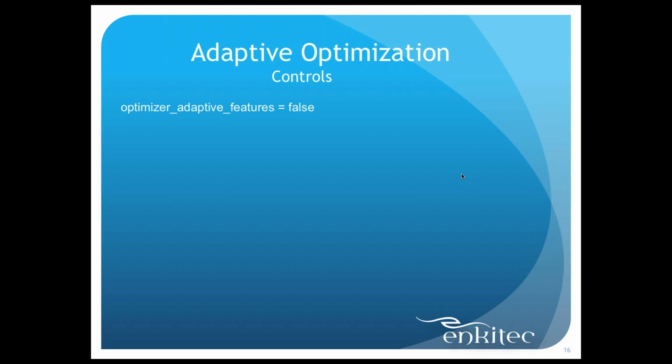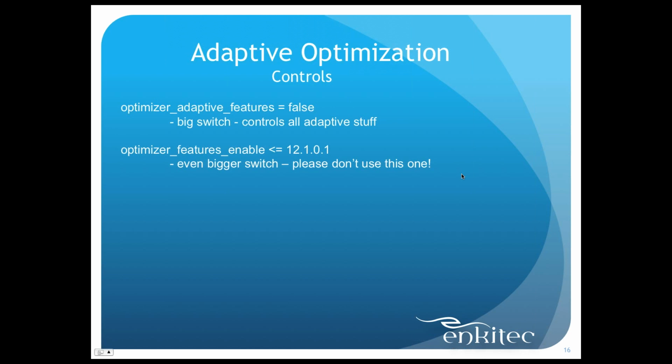OPTIMIZER_ADAPTIVE_FEATURES is a big knob that lets you turn off any of these adaptive features. Obviously, setting OPTIMIZER_FEATURES_ENABLE back to a previous version would disable this capability as well. I wouldn't recommend this one. I would prefer to turn it off with optimizer adaptive features if I was going to turn the whole thing off. There's a mode called adaptive reporting only that, if you want to see what would be changed but don't actually allow it to make the changes, you can set this mode and be able to see what adaptive plans would be enabled but not actually implement them.